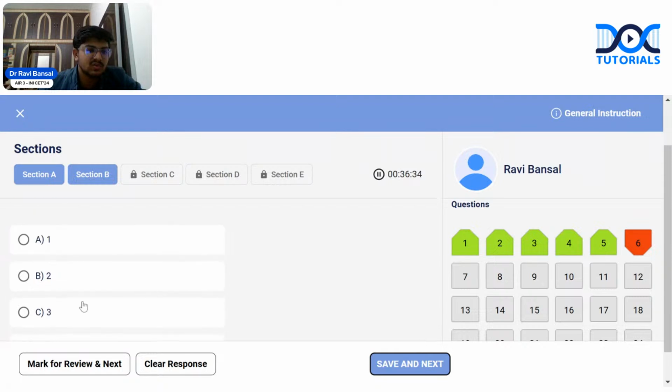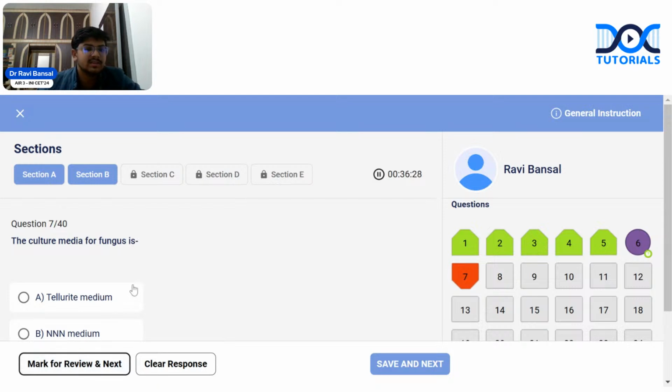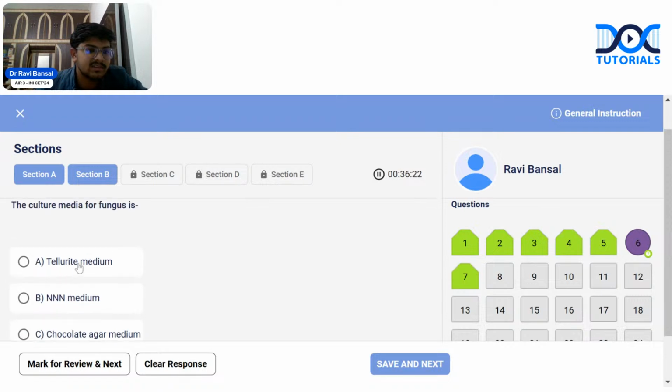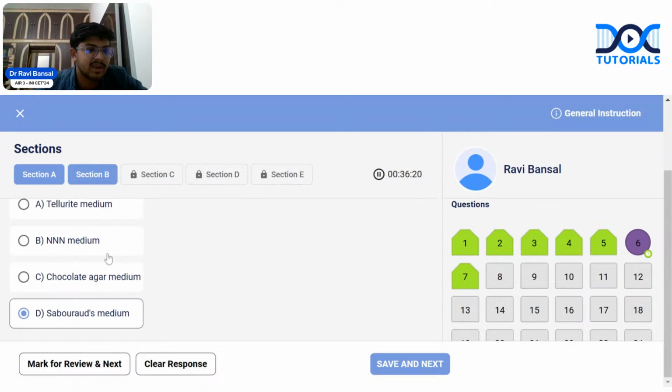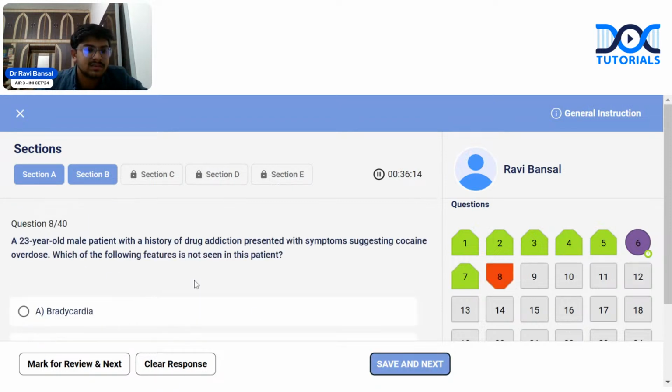So I will just go with three, and I'm not sure about this score. So I will just mark for review. The culture media for fungus, SDA. So this is given the option. All these three are for the you read in bacteriology. This is the only agar you read in mycology. So this is like correct.